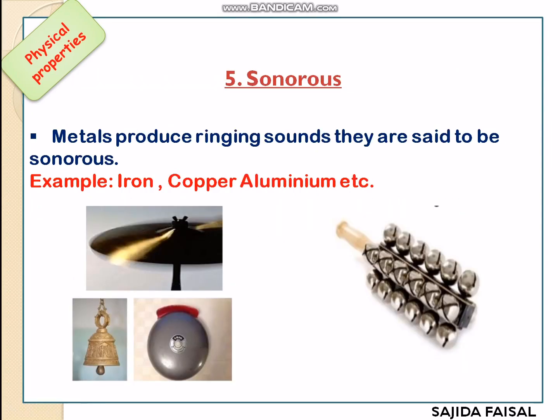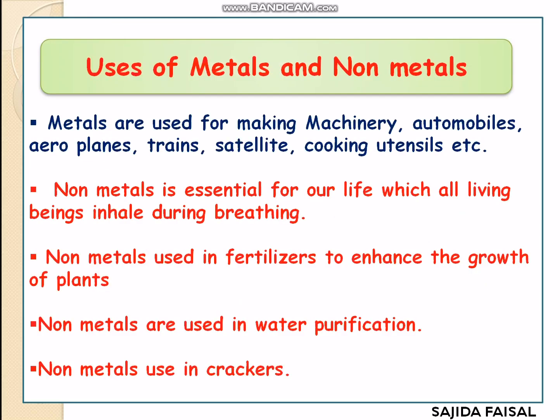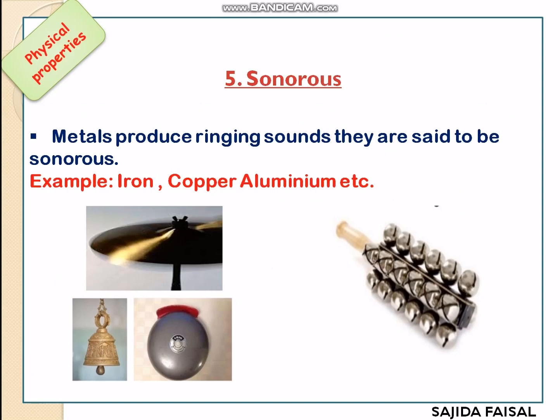The fifth property is sonorous. Sonorous means metals produce a ringing sound. Many items like musical instruments are made up of metals, and because of that they make sound when touched together. That is the property called sonorous. Then what are the physical properties we learned? I think you all remember: luster, hardness, then malleability, ductility, then conducting heat and electricity, and the fifth one, sonorous.